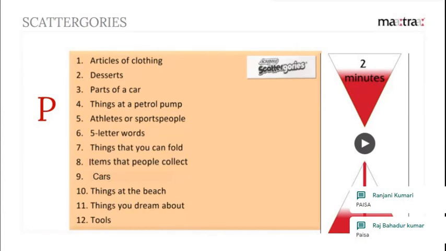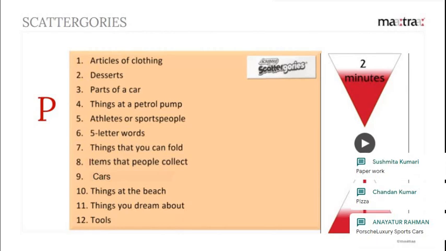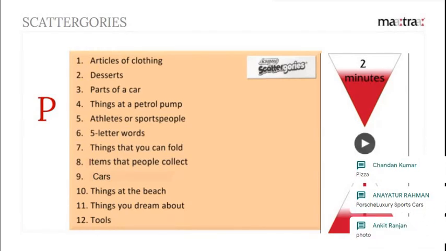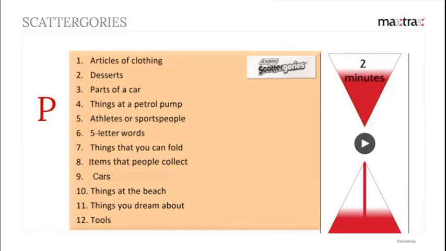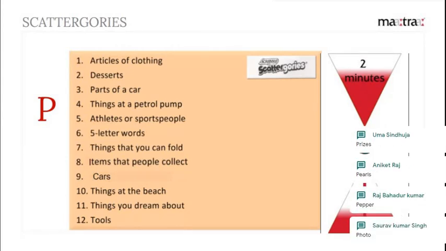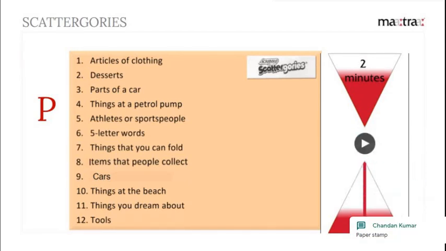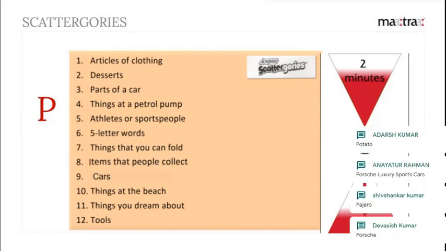Oh, sorry. We're doing items that people collect. What do people collect? Everyone's only sitting and collecting paisa. People collect paper, people collect Porsche cars, people collect photos, people collect what else? They collect pictures. So you have different things. Prizes, yes. People collect pepper. People collect pearls, yes. Paper stamp, very good, very innovative. Next, cars. No one collects potatoes.